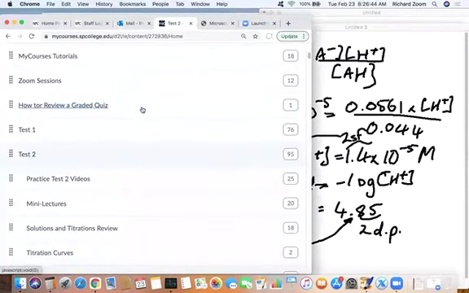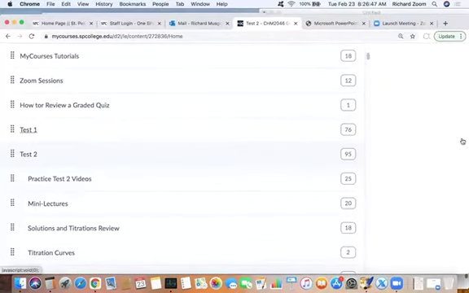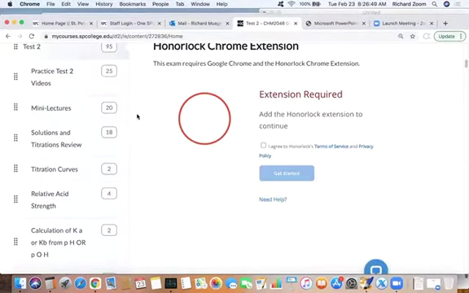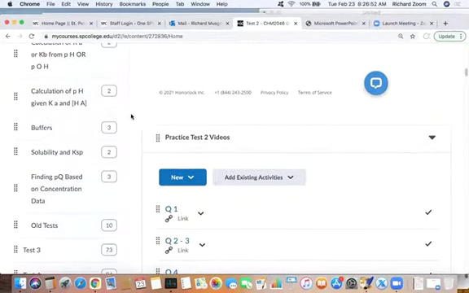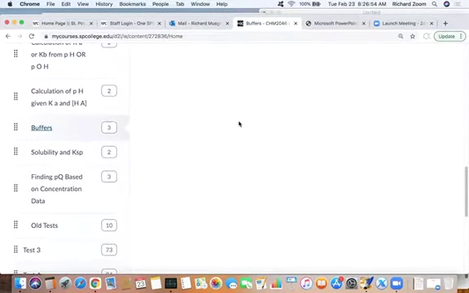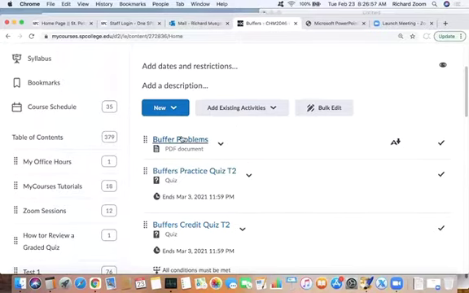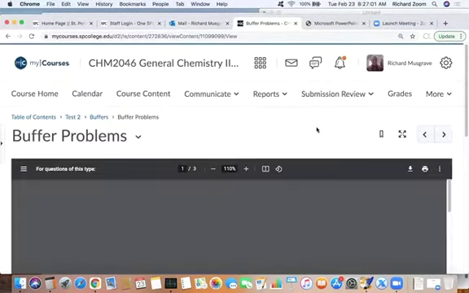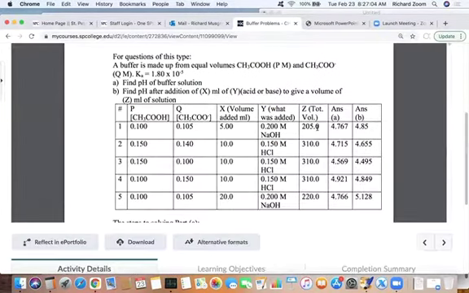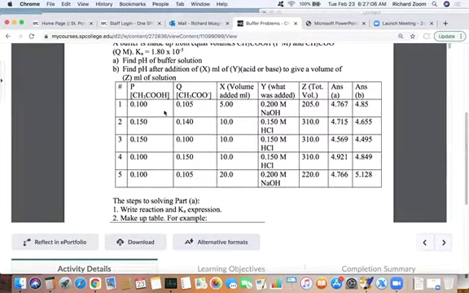All right, let me show you, let's go back to this. Let me show you some of the resources we have in a buffers folder. I've got a buffer problems document here in the buffer folder, and I've got lots of examples of what's going on here. Some of them with the addition of sodium hydroxide. So example 1 was the one we just did. That started out at 4.767 and went up to 4.85.